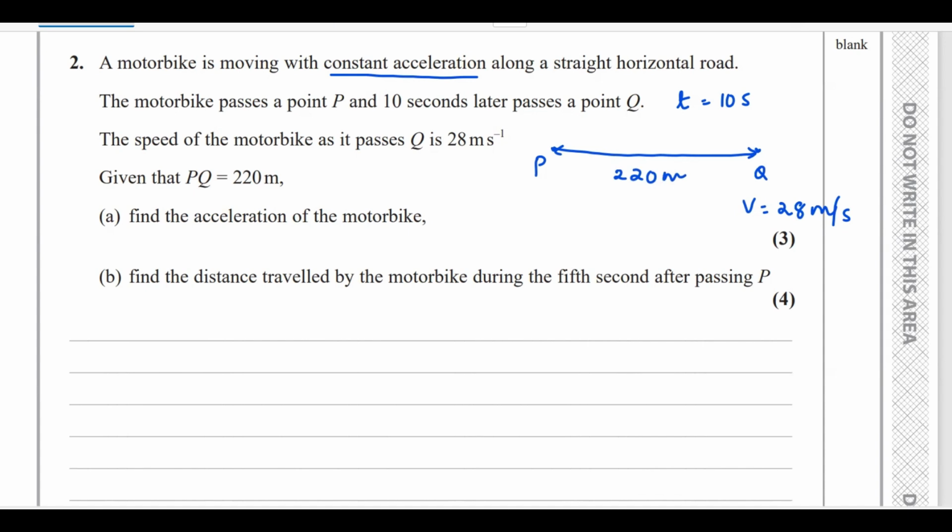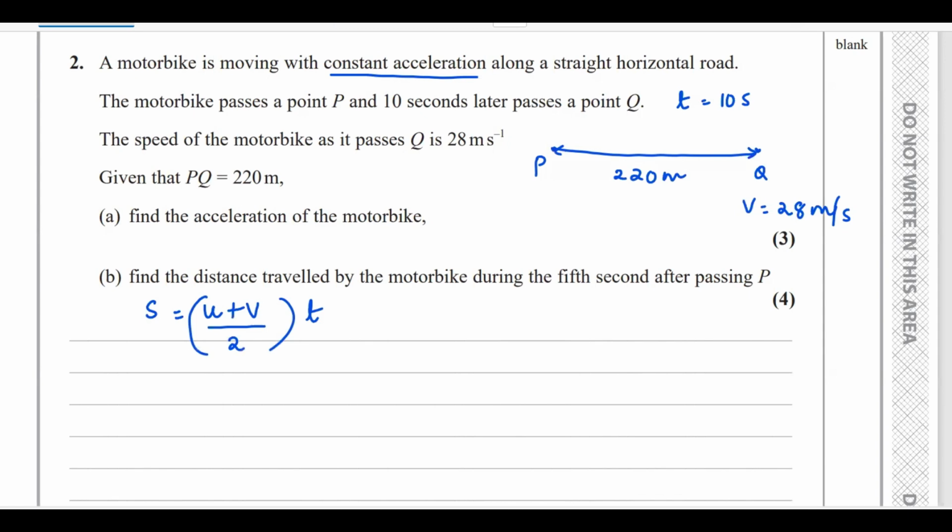So in this question, to find the acceleration, we are going to use two SUVAT equations. First, based on the values given in the question, we can use S equals U plus V divided by 2, times T. We can use this first formula in order to find the value of initial velocity U. All the values are given. S, distance, is 220 meters. U, we need to find out. V is the final velocity, given as 28 meters per second. And time T is given as 10 seconds.